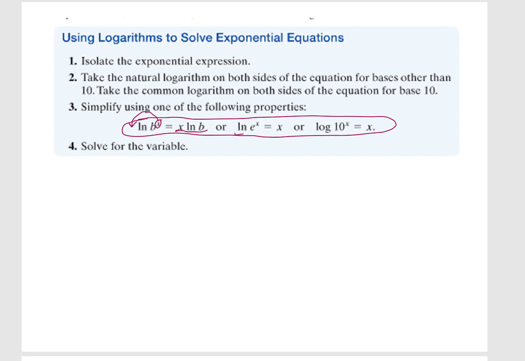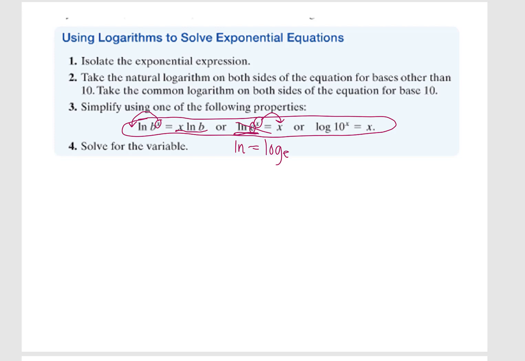Also, if we have the natural log of e, and you're seeing this and have no idea where it's coming from, then I would definitely recommend going back and looking at 4.3. Remember, natural log, ln, is the same thing as log base e. So if I have log base e of e to a power, it cancels out and the answer is just the exponent.